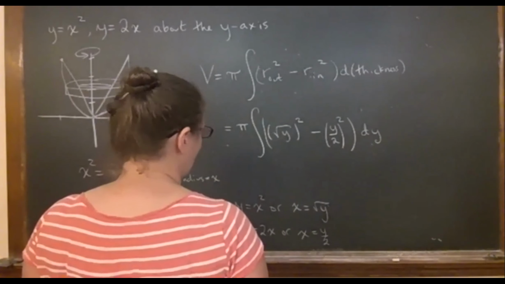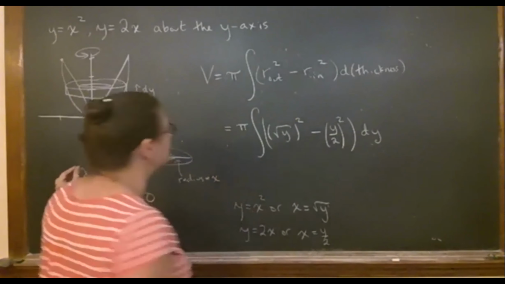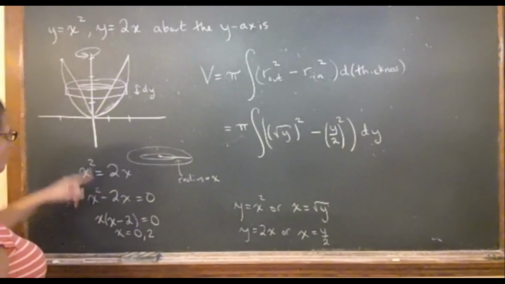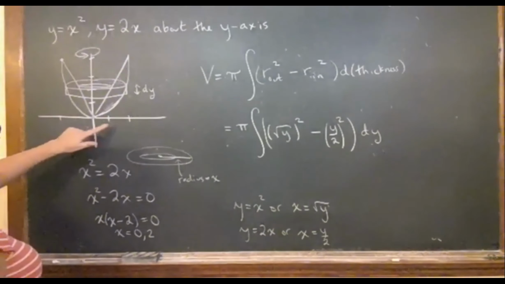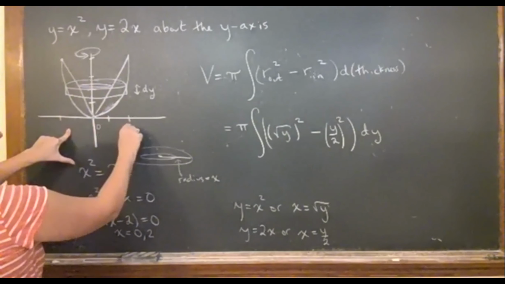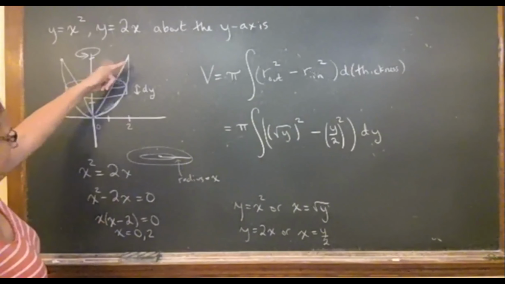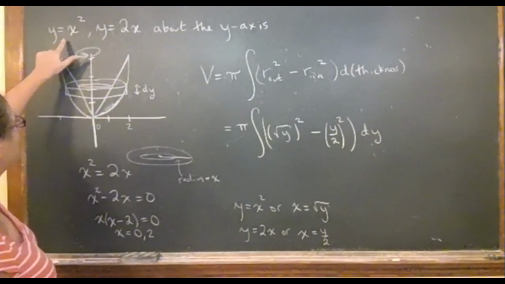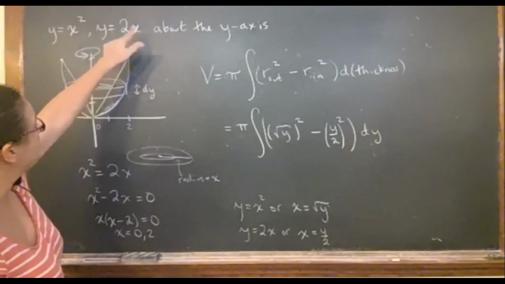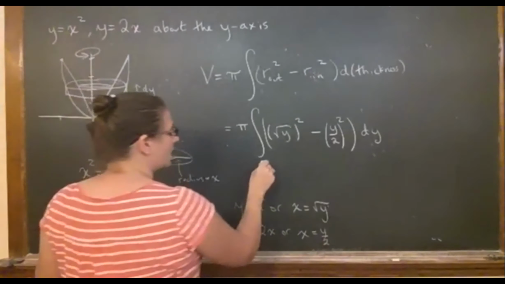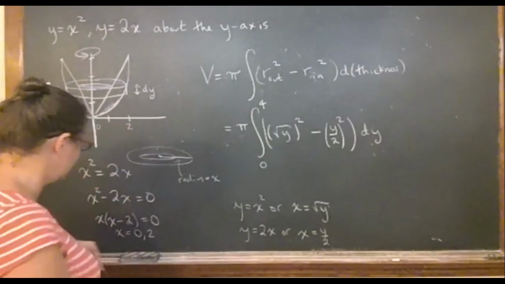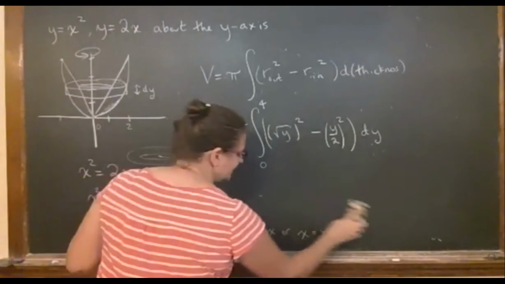So there is that. Now the last thing I need is the limits. I happen to solve for the x values. Here's 0 and here's 2. But what I really need is the y values that correspond to those. And of course, you can plug them into either of those. If I plug in x equals 2, I'm going to get y equals 4. So my integration limits are from 0 to 4.